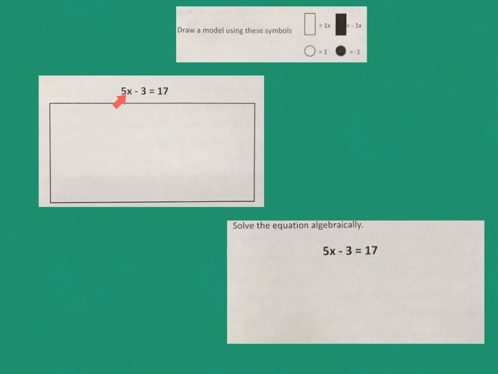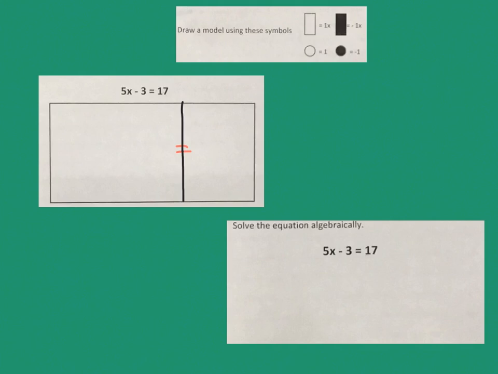Okay, this first one we're going to model is 5x minus 3 equals 17. So 5x is our variable. That means we're going to use a rectangle, and it's positive, so it's going to be not shaded in. I'm going to draw in the equal sign and separate it with my line. On the far side, it says I need 17 positive constant shapes, so that would be the circle.